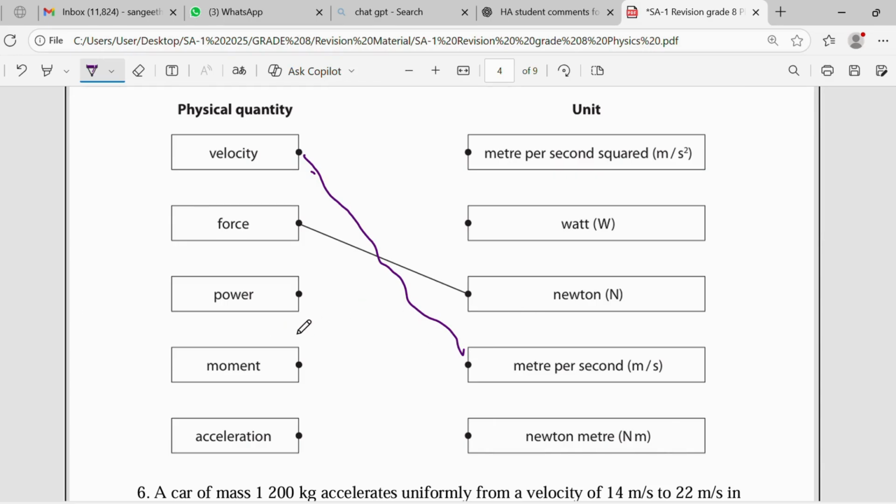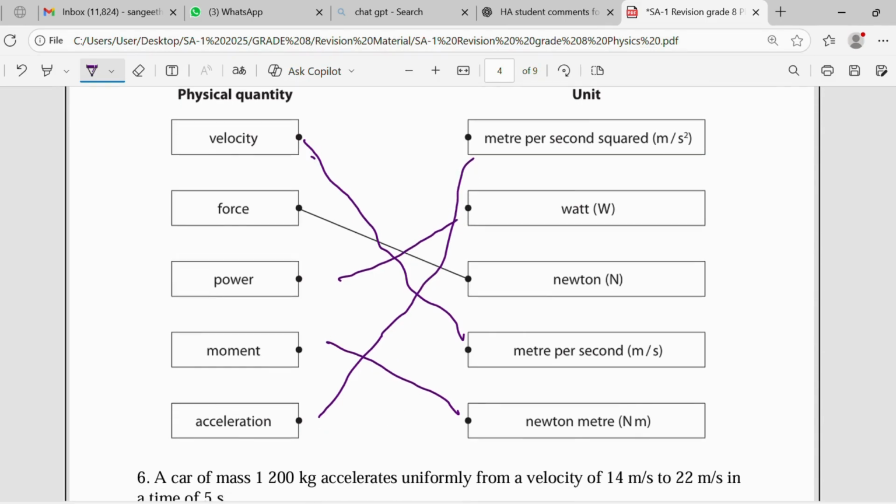Next, power. Next, moment. We know that moment is Newton meter. Next one is acceleration. Acceleration is meter per second square. All right, that's it.